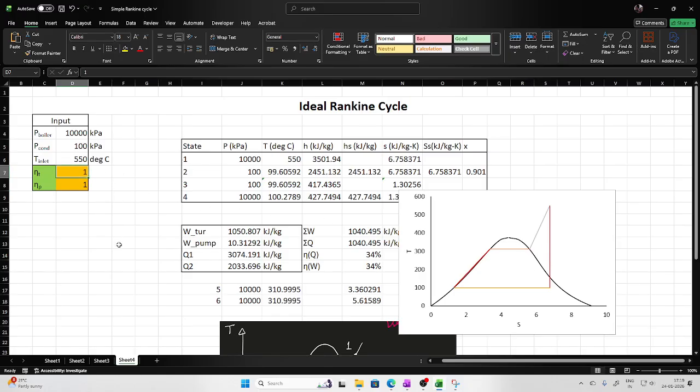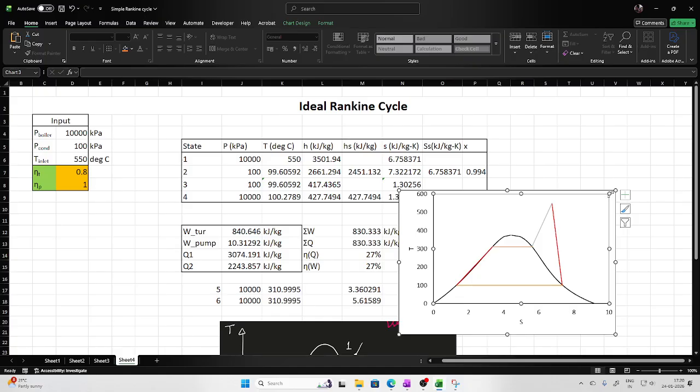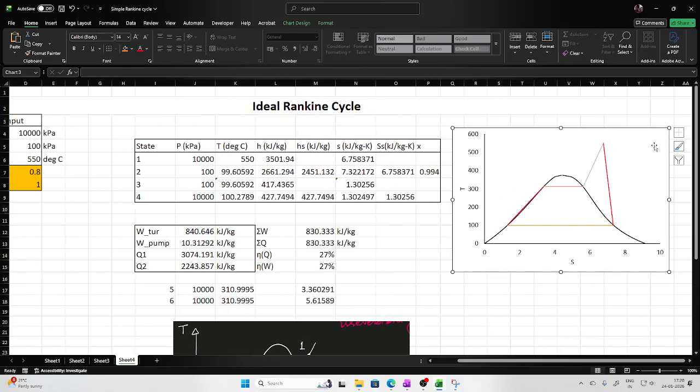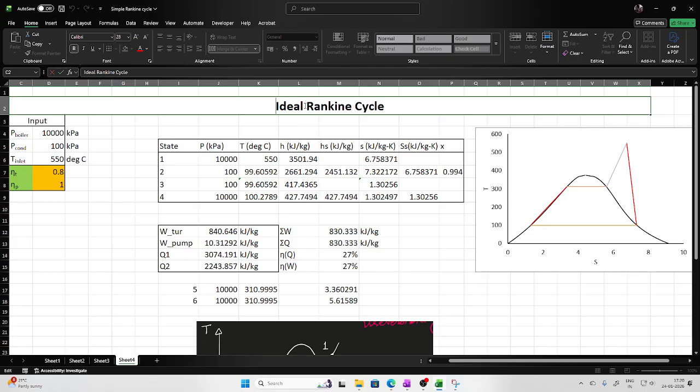You can also see that line. If it is 90, it is moving away. If it is, let's say, 80, it is moving further. So this is how the cycle looks, and that is how we can solve for the real Rankine cycle. So this is no more ideal, this is real.